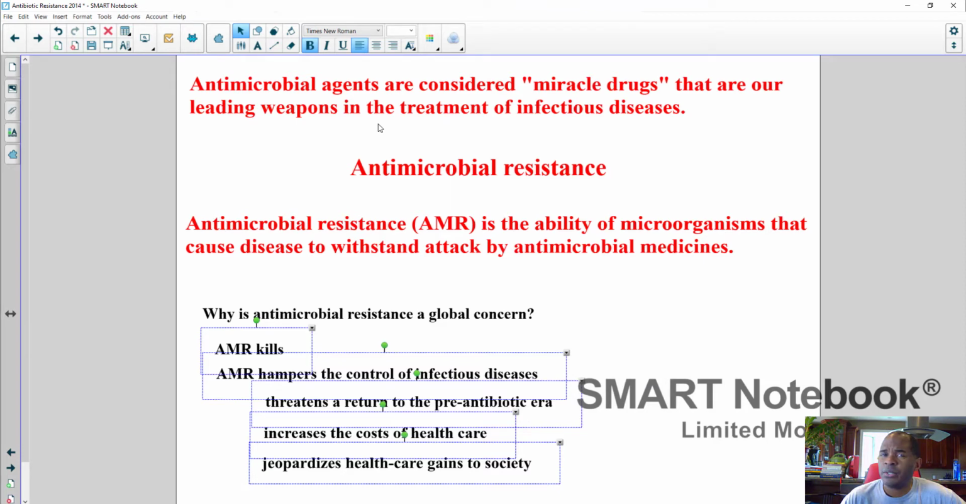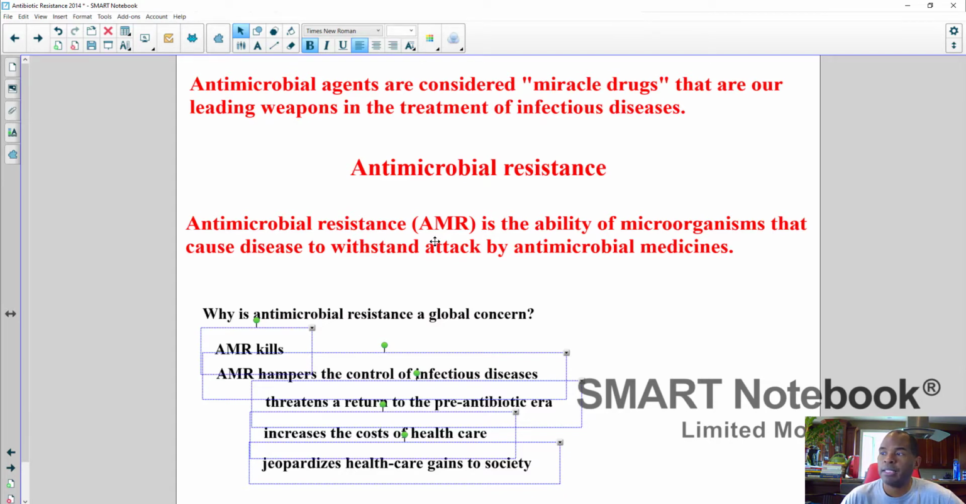So look at those red words right there on the screen. Antimicrobial agents are considered miracle drugs that are our leading weapons in the treatment of infectious diseases. Antimicrobial resistance is important. I use that term interchangeably with antibiotic resistance, but it's a larger umbrella term that includes antibiotics along with some other chemicals designed to kill pests.